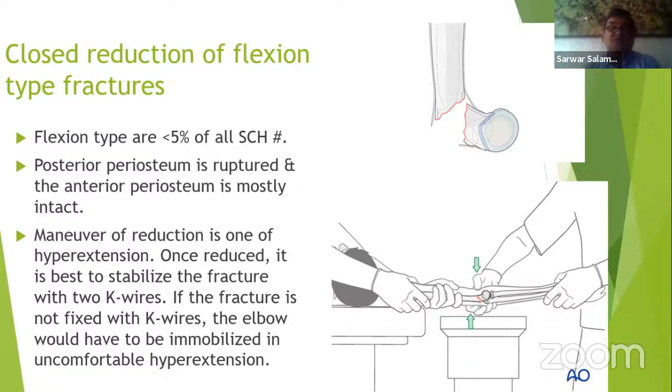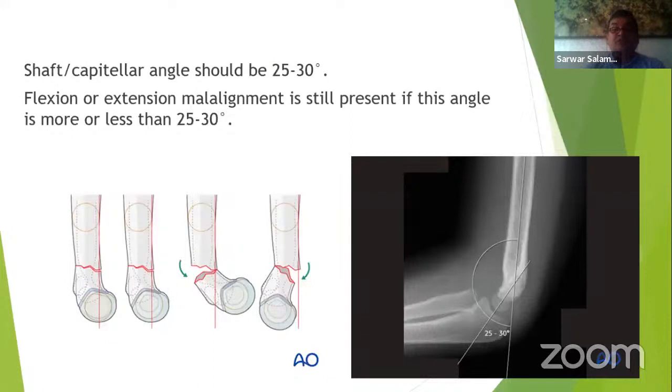So one more thing we have to remember, that capitulum is not in line with the humerus. It is in 25 to 30 degree of anterior angulation. So in a reduced supracondylar fracture, the capitulum should be like this, around 25 to 30 degree of anterior angulation with the humeral line, lateral mid humeral line. So anything less or more than that may not be well reduced.